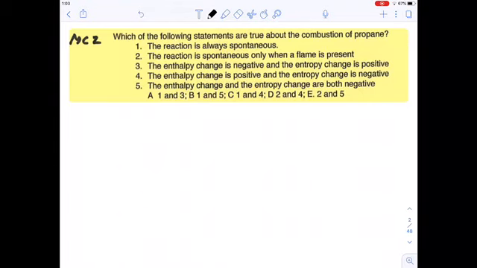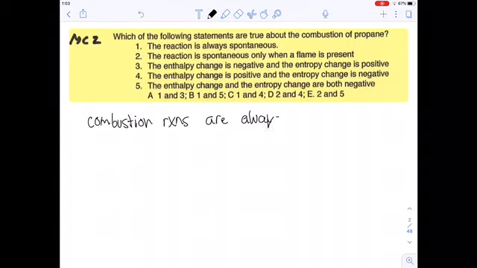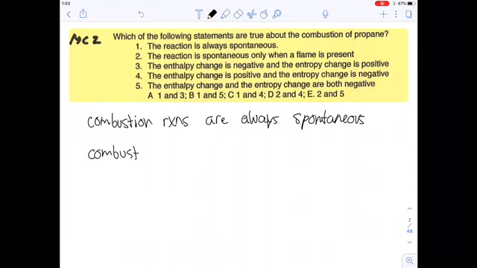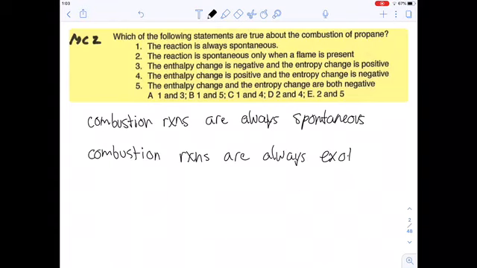Okay, so multiple choice 2 asks, which of the following statements are true about the combustion of propane? So, before we get started with the overall reaction, there are 2 things to remember about combustion in general. So, combustion reactions are always spontaneous. And combustion reactions are always exothermic because heat is always going to be released.